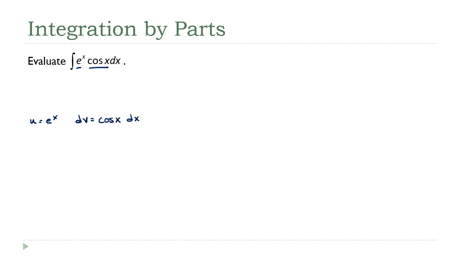Now, if you're wondering why I made that particular choice, hold on to that question. It's a good question. I'm going to come back to that when we get to the very end here. So now this means du is equal to e to the x dx, differentiating both sides. And if I integrate both sides of the dv equation, we get v is equal to the sine of x.